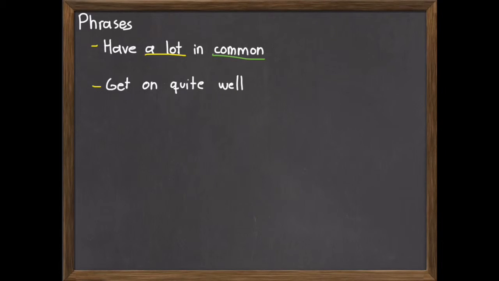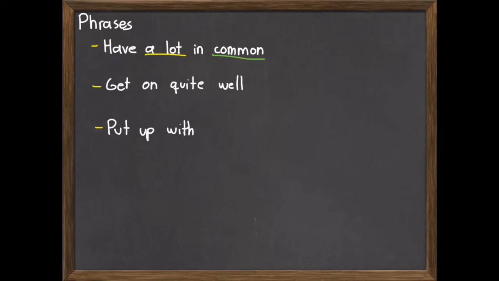Get on quite well. This means that you get along or you normally don't argue with someone. If you get on quite well with your parents, that means that you don't argue with them, you don't fight, and you pretty much are always happy with your parents. And they are always happy with you. You don't have many problems with them. Now, let's look at another phrase.